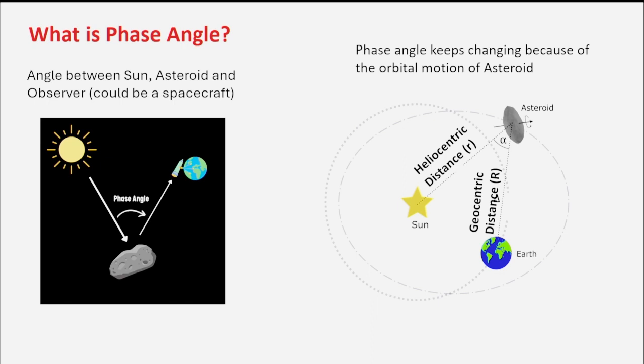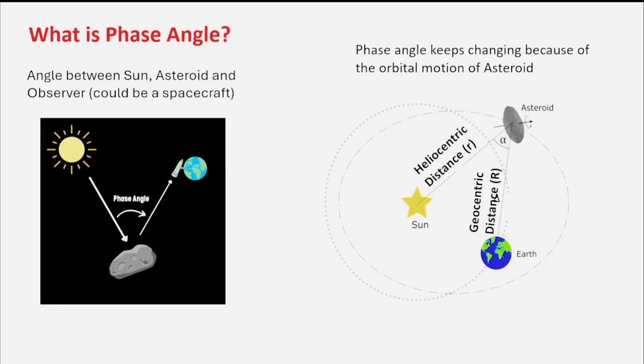So I'll start off by talking about a very simple concept. It's called the phase angle. This is simply the angle between you, the observer, the asteroid, and the sun. And this angle tells a lot about the asteroid. And you could be standing anywhere. You could be on the Earth, you could be on a spacecraft.